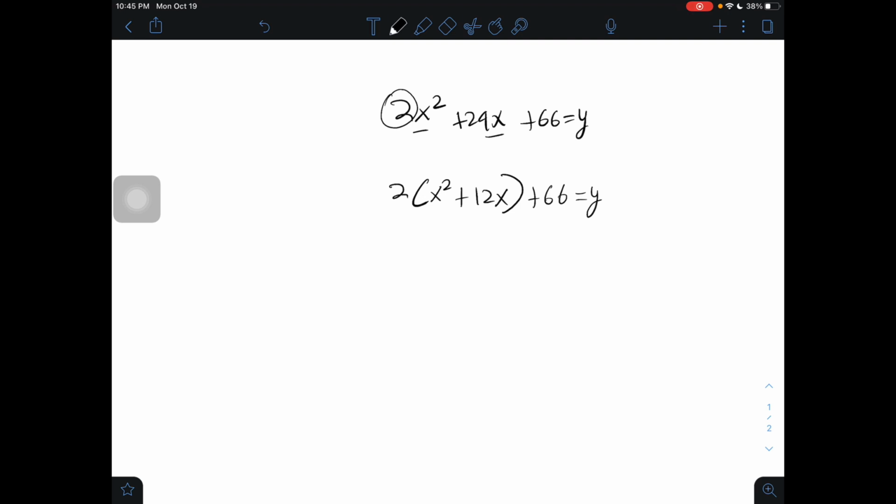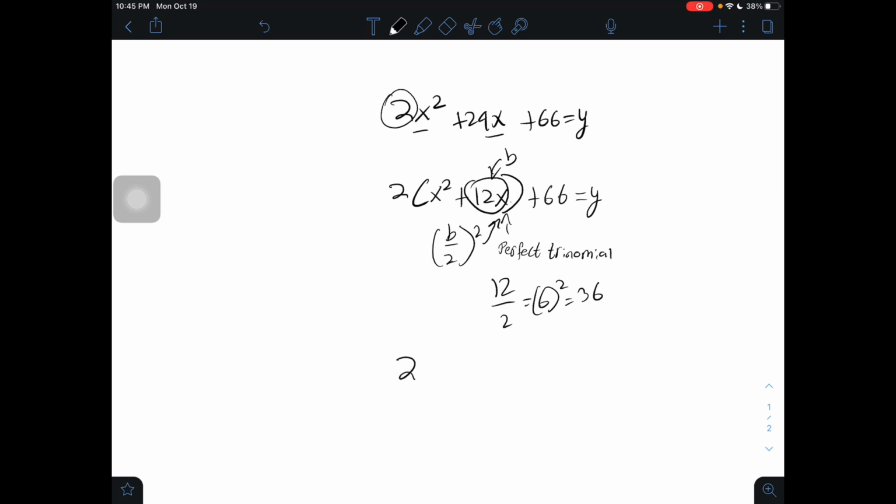So now we have to make this a perfect trinomial in order to complete the square. And so now, in order to create a perfect trinomial, we're going to do b over 2 squared, and we're going to add that term into here. So our b term is 12. So 12 divided by 2 is easy, it's 6. And 6 squared is just 36.